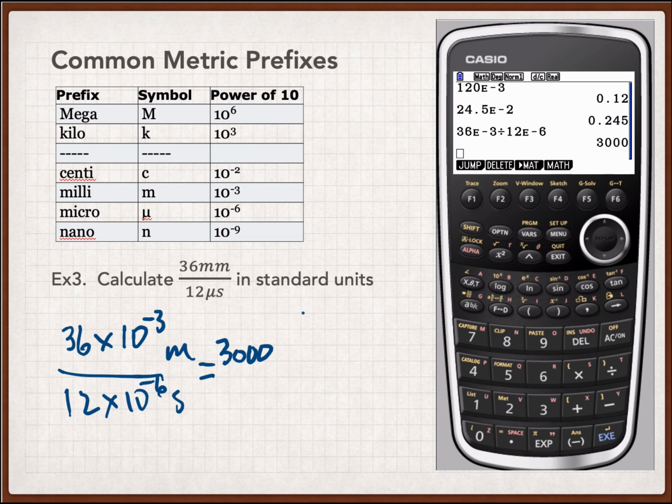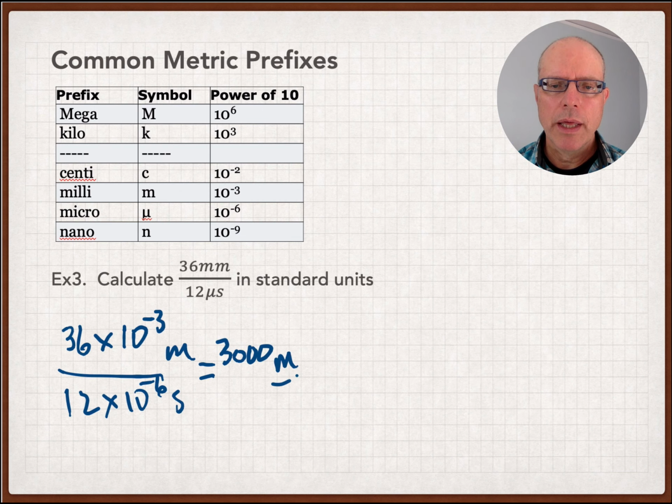Big thing I want you to keep in mind is that these units don't go away, they stay. And I'm going to write that like it's a fraction, 3,000 meters per second.